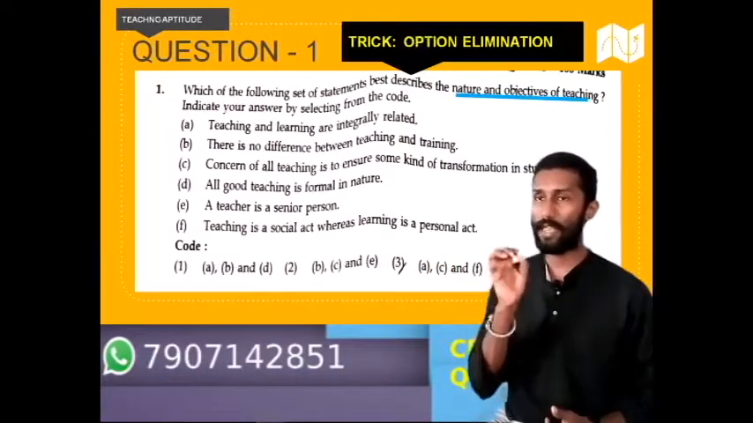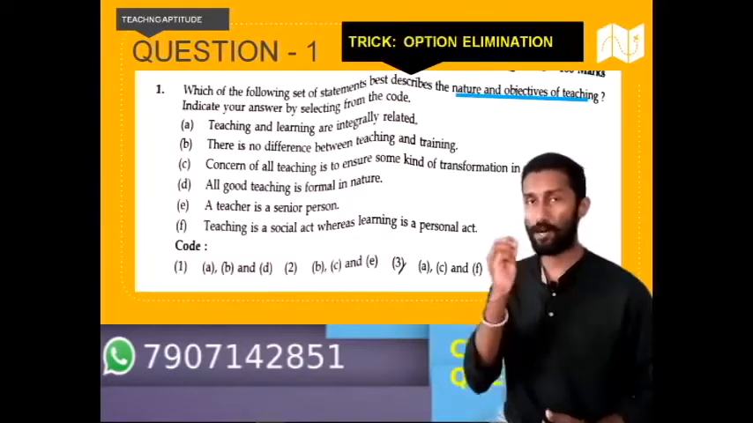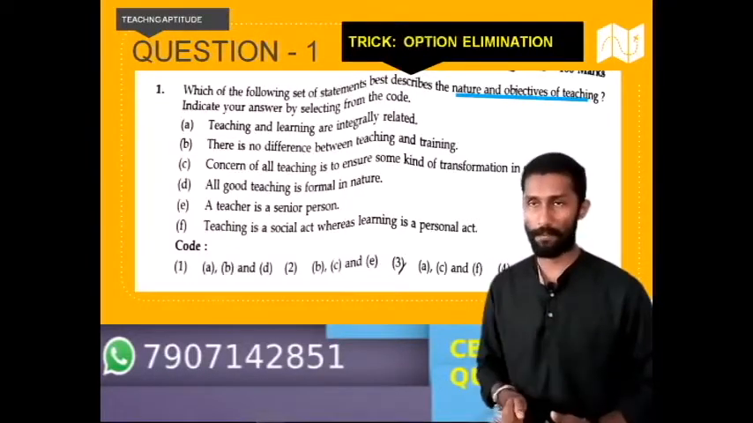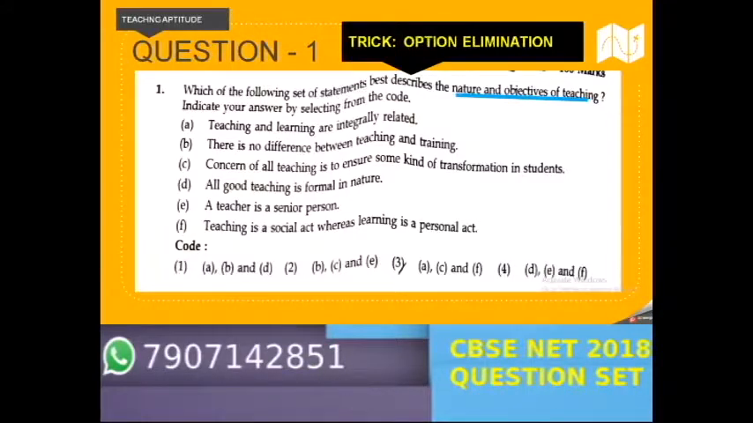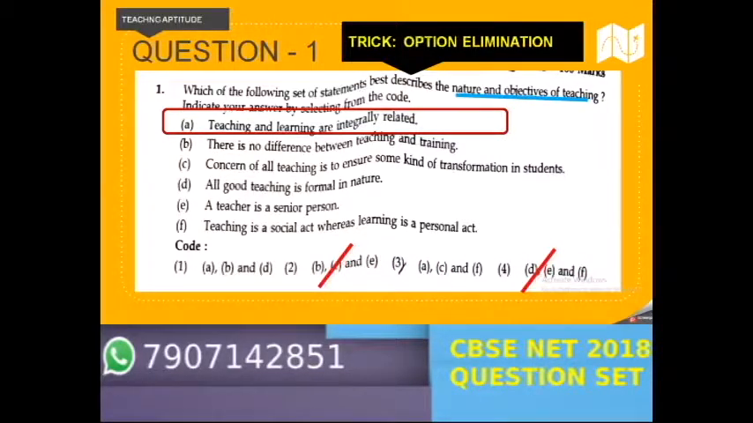What is the main aim of teaching? Aim means teaching objective. Let's read the first given statement: teaching and learning are integrally related. Is it integrally related? Yes, definitely. The first option is following the condition. It is one of the objectives of teaching. So if statement A is correct, we can eliminate option B and option 4, the second and fourth options, because there is no statement A in these two options. This is what we discussed as the option elimination trick.